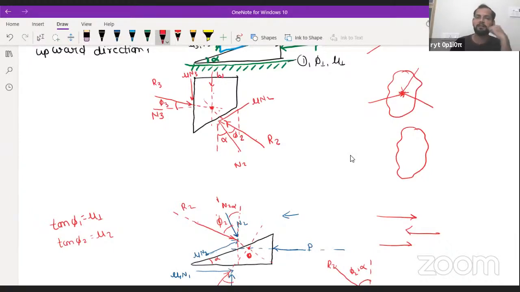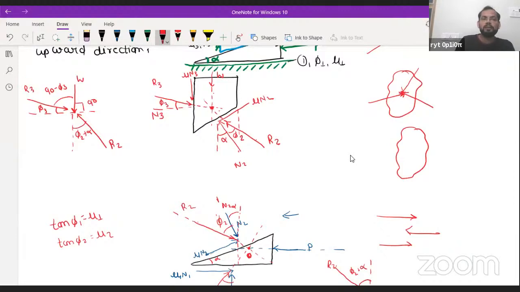This is the weight W. Just draw the free body diagram here. This is the weight W, this is force R2, and this is force R3. As you know, R3 is making phi 3 angle with the horizontal, and R2 is making phi 2 plus alpha angle with the vertical. This angle is 90, and this angle will be 90 minus phi 3, and W.